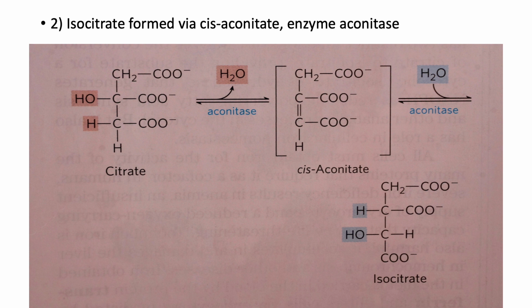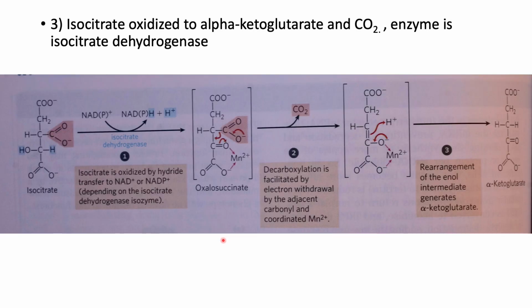Then the next step is isocitrate formed via cis-aconitate. The enzyme is aconitase, and this is a dehydration step with formation of an alkene linkage here. This is an unstable intermediate. It is rehydrated, so this basically flips the order of the proton and the hydroxyl group, getting isocitrate with the proton at this alpha position, with the hydroxyl rather.